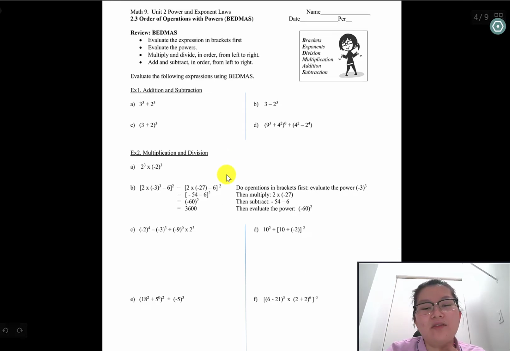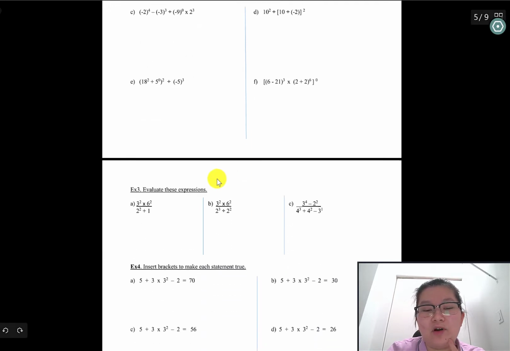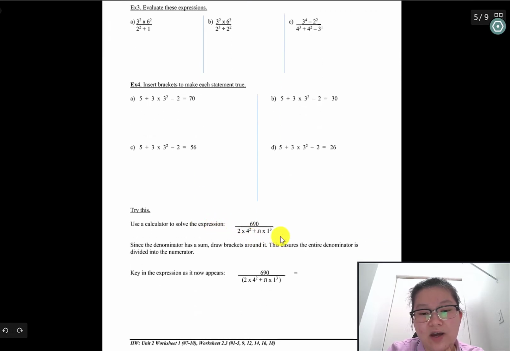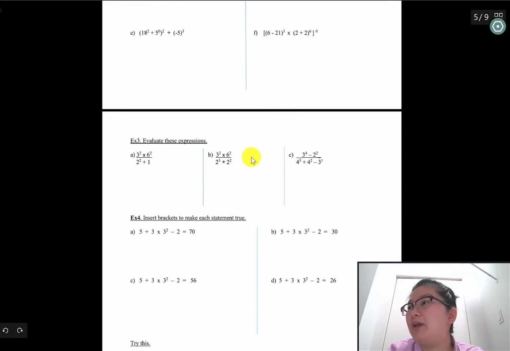The one thing that you may or may not have seen before is what happens if you have a big division sign. Like you have a big long trail of things on the top and a big long trail of things on the bottom of this big division sign, and say you have some weird thing that looks like this. What do you do? How do you apply BEDMAS?